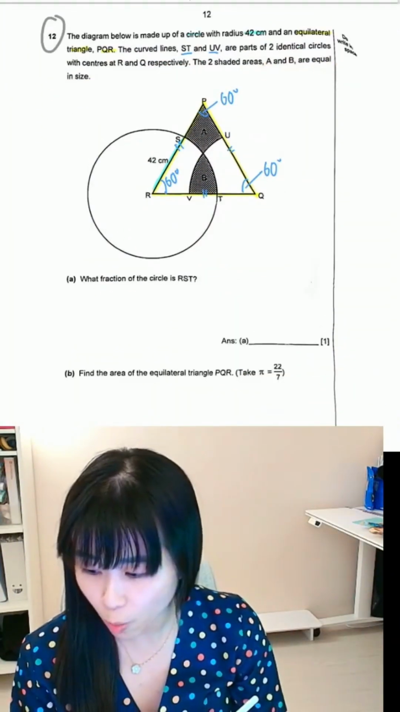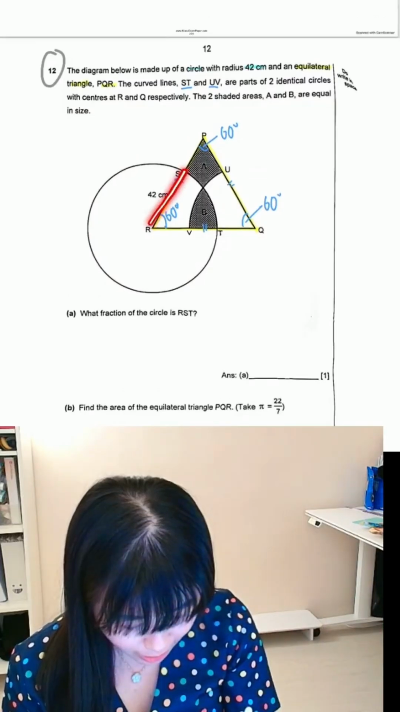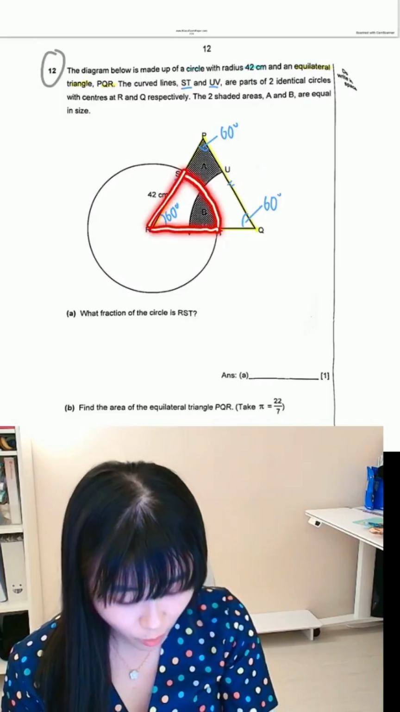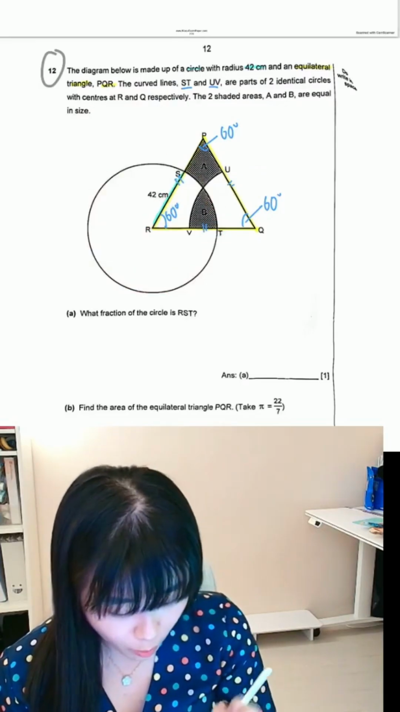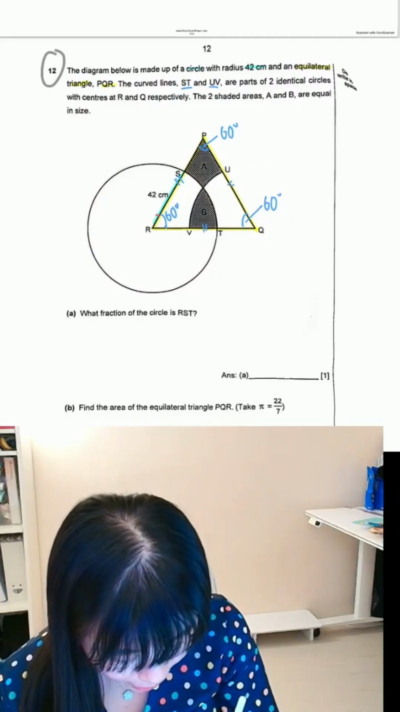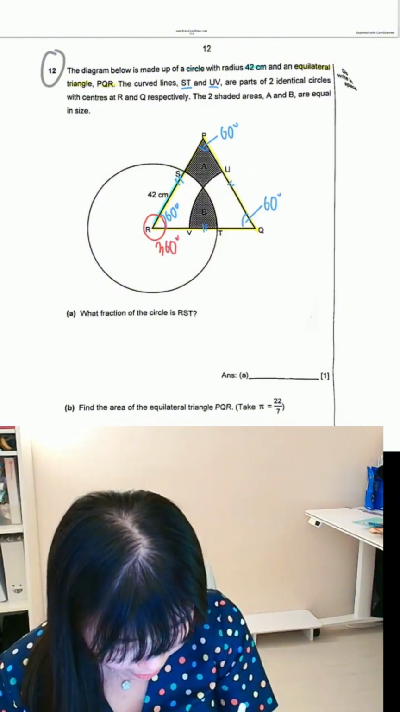The question asks you for what fraction of the circle is RST. So RST is like this. What fraction of the circle is it? It just goes back to your circle and your angle property. Tell me, angles at a point, this whole thing is how many degrees? 360. If your RST is like that, right?